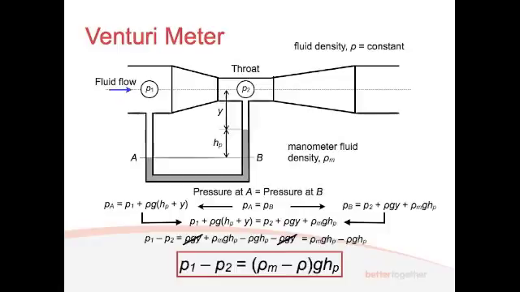Now, obviously, we can take the rho's out of that equation, or the g and HP out of that equation, and you end up with this equation. P1 minus P2, which is our pressure difference, equals the density of the manometer fluid minus the density of the fluid that you're measuring, times g, times HP. And this is known as the pressure difference.